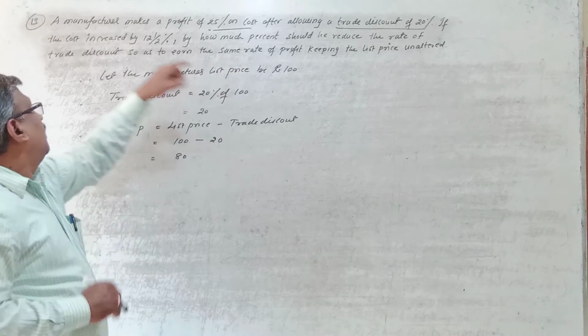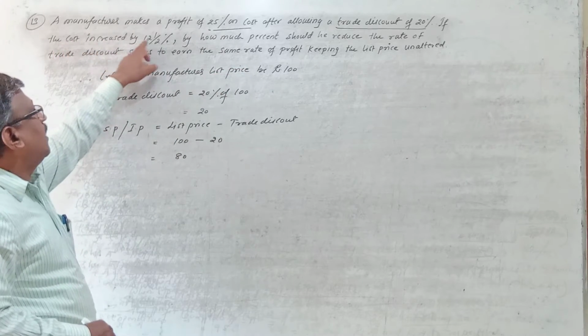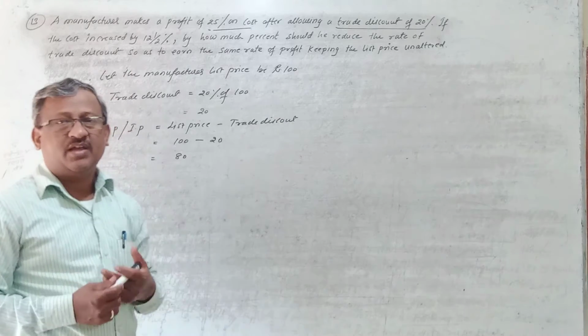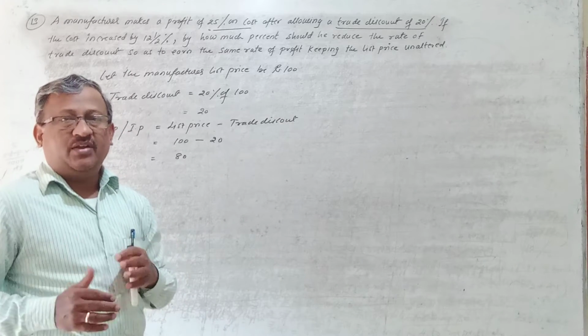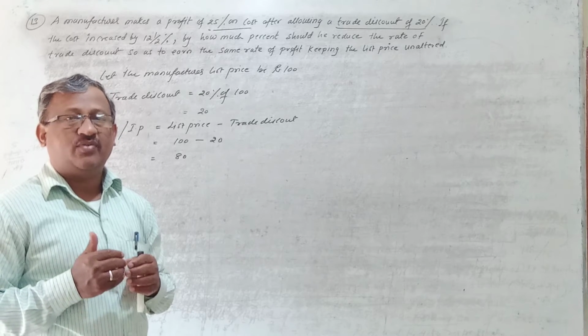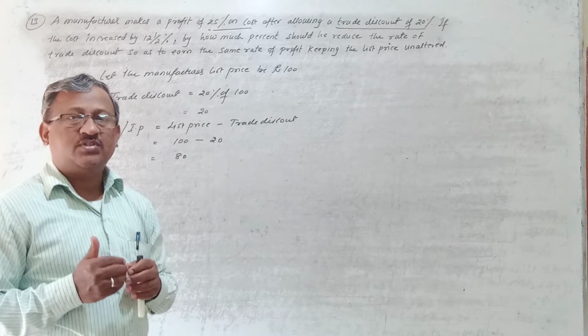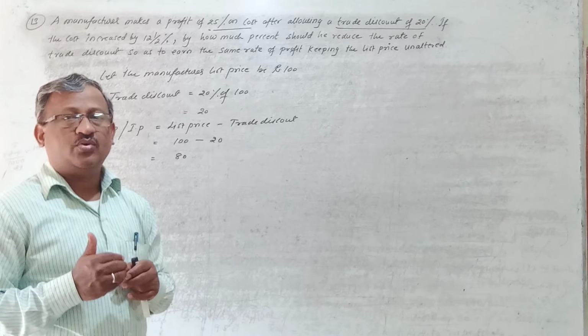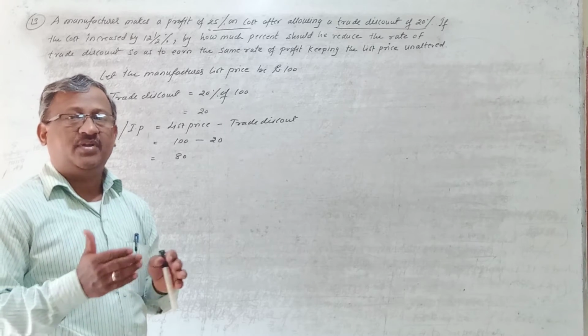Further, what I said: if the cost increased by 12.5%, means in the later case, if the manufacturer's cost price is increased by 12.5%, by how much percent does he have to decrease the rate of trade discount so as to get the same rate of profit, keeping the list price the same.